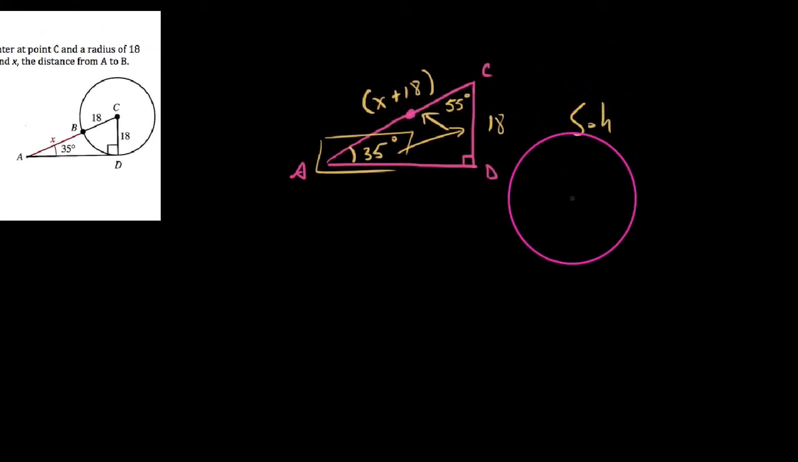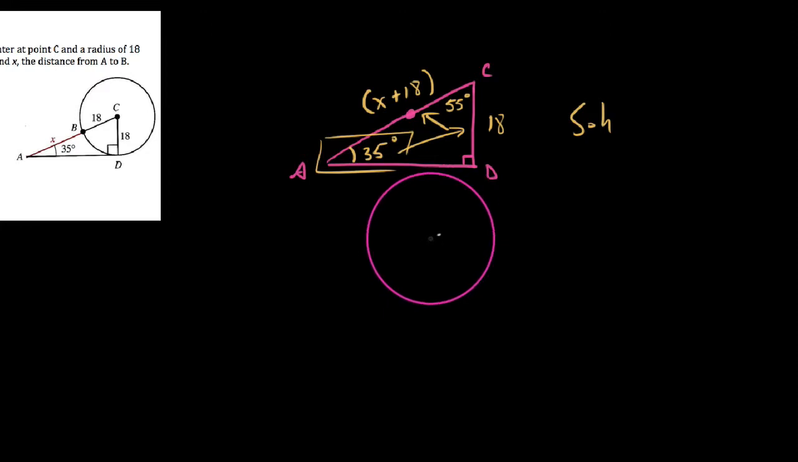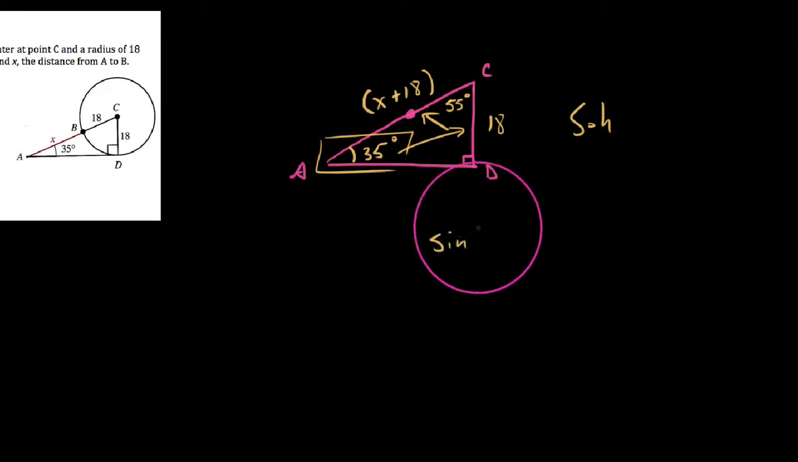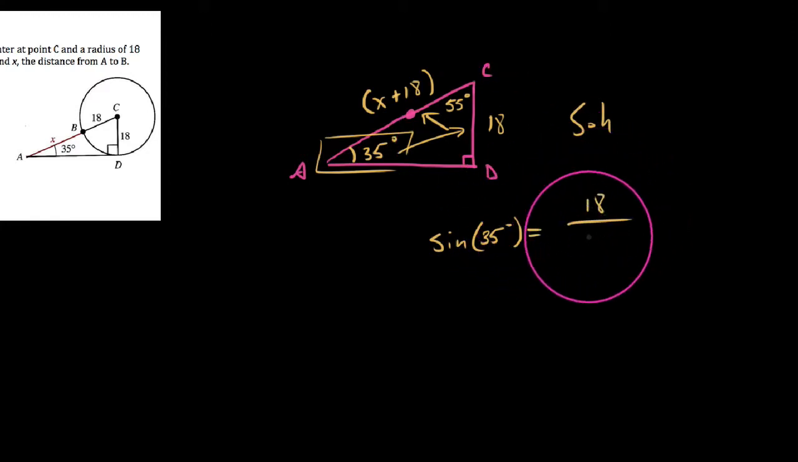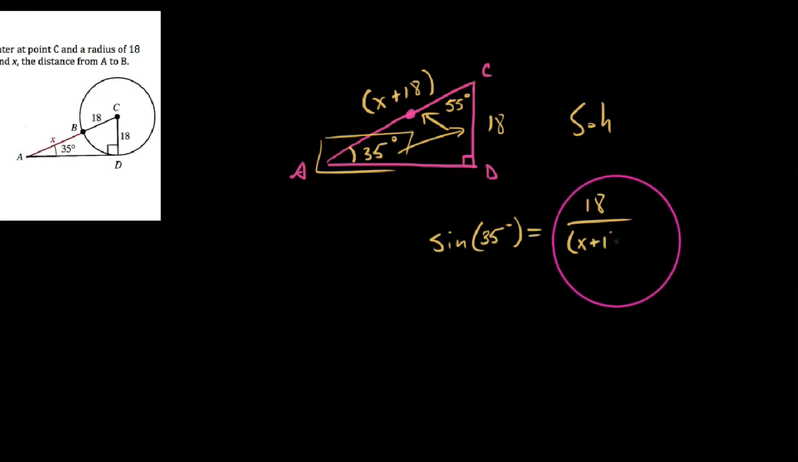And so we say, what trig function would relate this angle that I know to these two sides? It looks like we have opposite over hypotenuse, so that is a SO or sine case. So we're going to write this out. We say sine of angle A, which we know the measure of. So we say sine of a 35 degree angle equals the opposite, 18 over x plus 18.